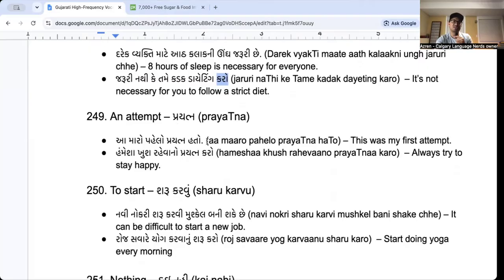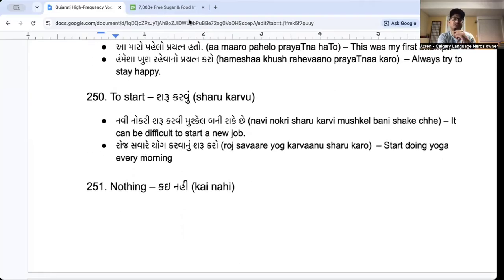Okay, an easier one here is to start, sharu karvu. Pretty easy. Navi nokri sharu karvi mushkil bani shake che. Bit of a harder sentence this time around. So navi nokri sharu karvi mushkil bani shake che. So to start a new job, navi nokri sharu karvi, mushkil is difficult. Bani shake che. It is becoming difficult. It can become difficult. There we go.